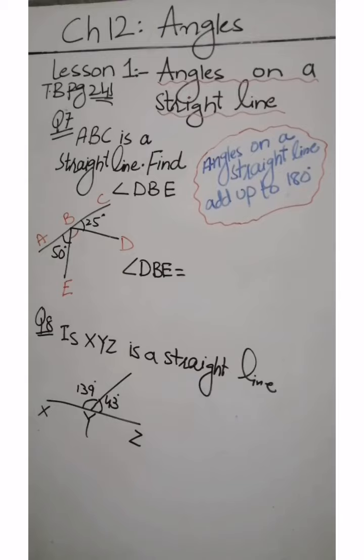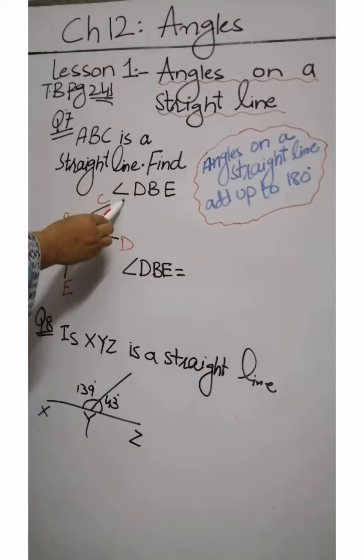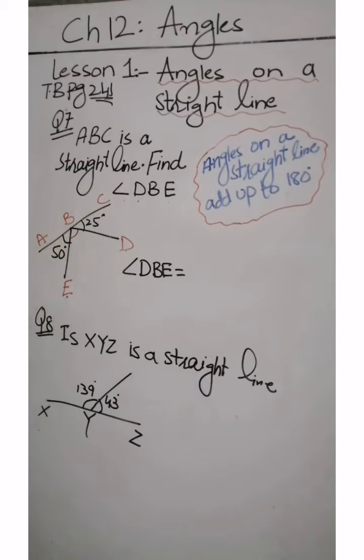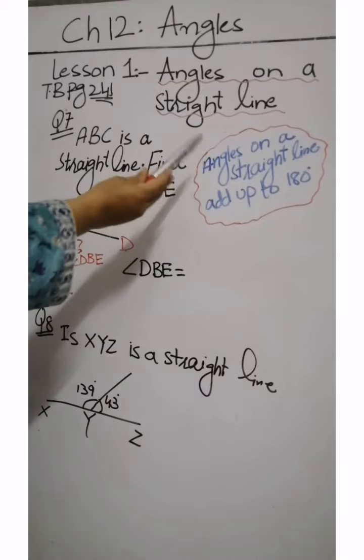We have example number 8. ABC is a straight line. Here we have A, B and C. Find angle DBE. This one is the angle DBE.